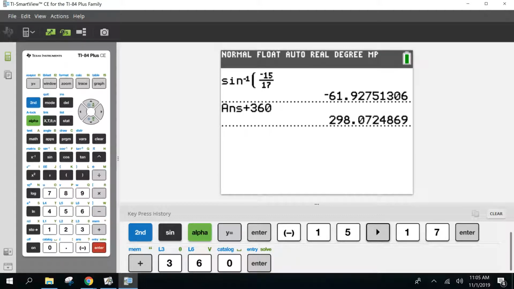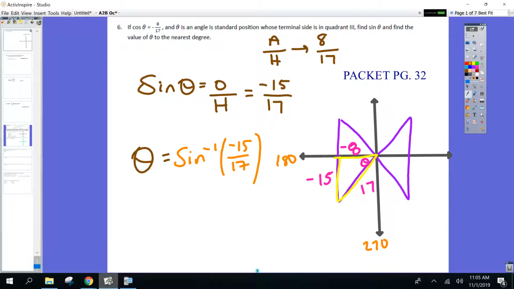What is this? What's the calculator actually giving you here? A reference angle, yeah. It's giving you the reference angle. About 62 if we round to the nearest degree. So it's telling you that the reference angle is 62 degrees. Now, can you take that and find the angle in the third quadrant?